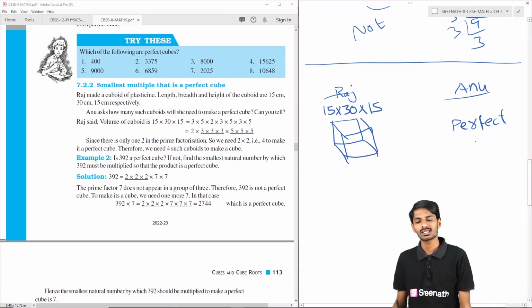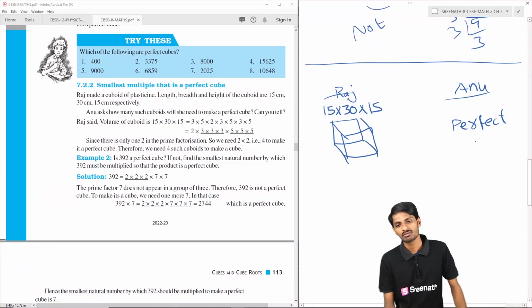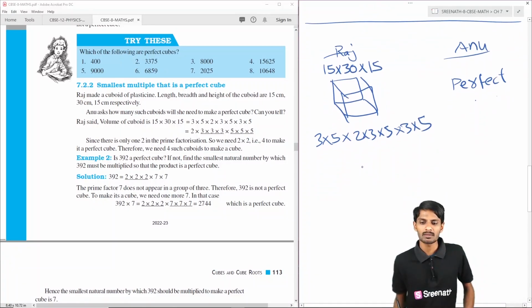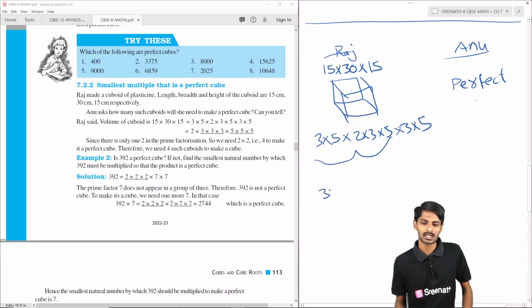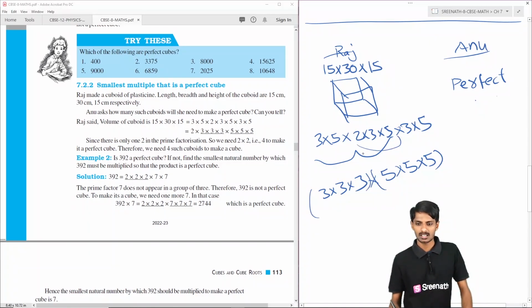How, students? For that, first we have to find the volume of this total number. It is not a perfect cube, but we'll find the volume. It becomes 3 into 5, 15, that is 2 into 3 into 5, and again 3 into 5. For a perfect cube number, we must have triplets, 3 common things. Here 3, 3, 3, so we can write 3 into 3 into 3. It is one group, and we have 5 into 5 into 5, another group. So it is good, students, and we have some extra things, that is only 2.